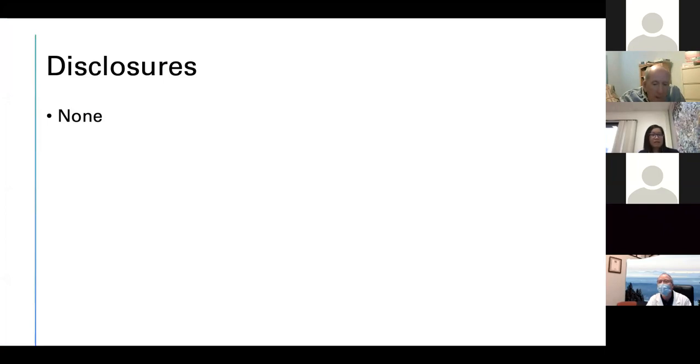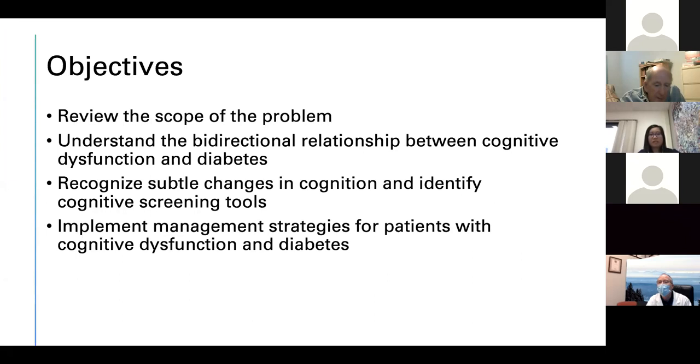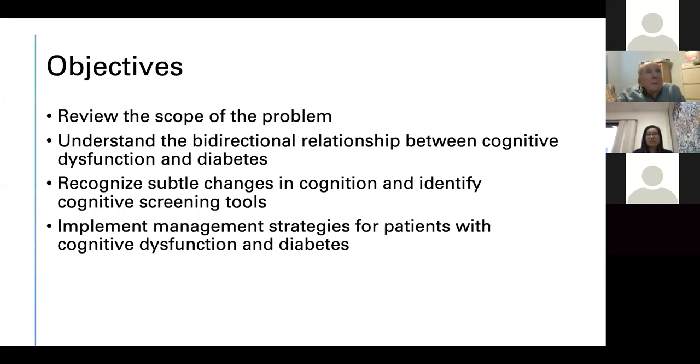I don't have any disclosures. And the objectives of the talk today are to review the scope of the problem, understand the bi-directional relationship between cognitive dysfunction and diabetes, recognize the subtle changes in cognition, and identify cognitive screening tools that you can use at the bedside or in a busy clinic setting, and finally, implement management strategies for patients with cognitive dysfunction and diabetes.